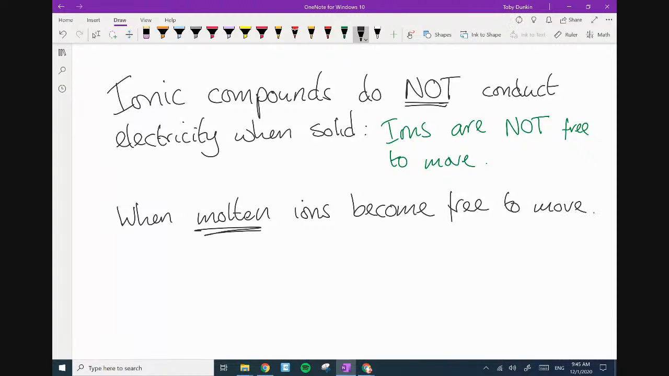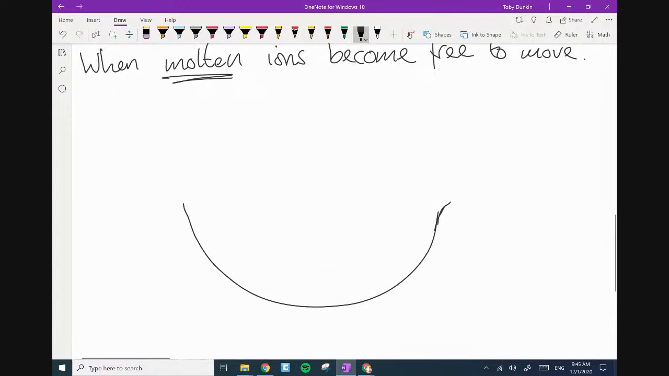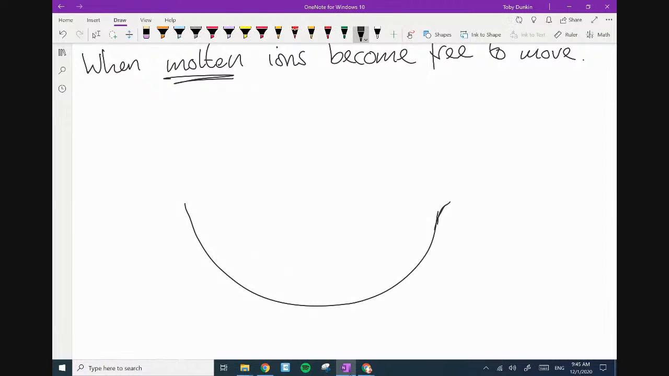Okay, so at this point, we now need to get into the real nitty-gritty of what's happening here. So what we're going to do is take a ceramic basin and add to it something you guys know something about. Let's do sodium chloride. Everyone loves sodium chloride.